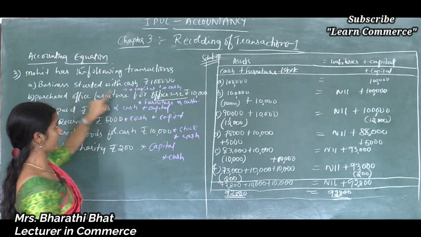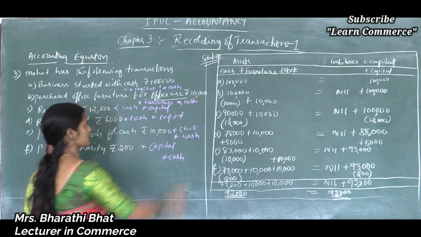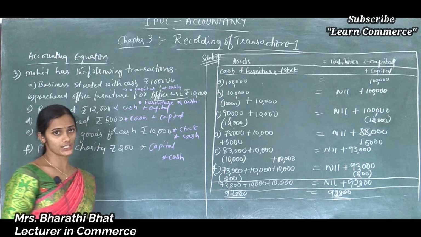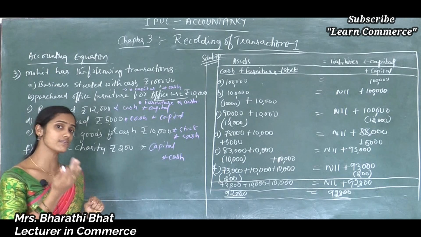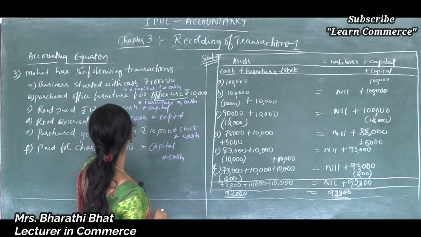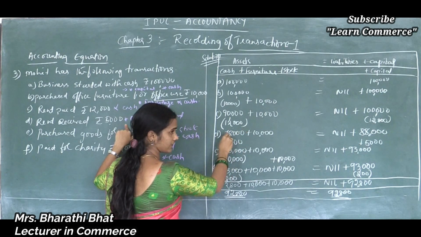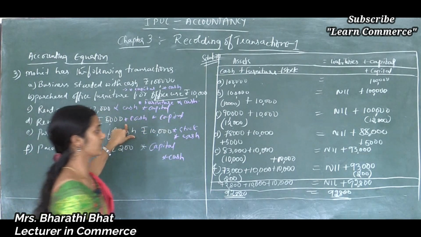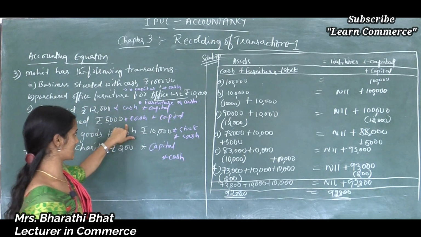So here business started with cash, capital and cash are affected. Purchase office furniture for office use, rupees 10,000, furniture increases, cash decreases. Rent paid, cash decreases, capital also shows decreased value. Rent received, we are receiving rent, so it is considered as income for the organization. Actually here, rent received 5,000. In this transaction the firm has only 78,000, but now this rent received amount is added to that amount, so now it becomes 83,000. So cash increases, along with that capital also shows increased value.